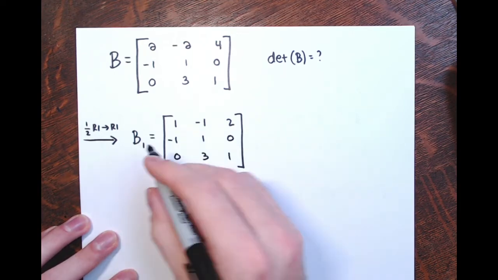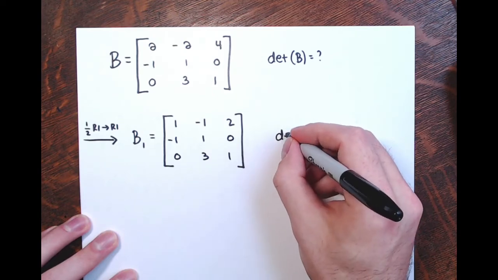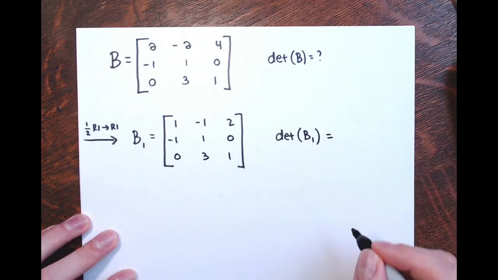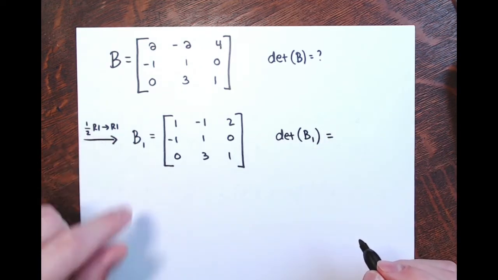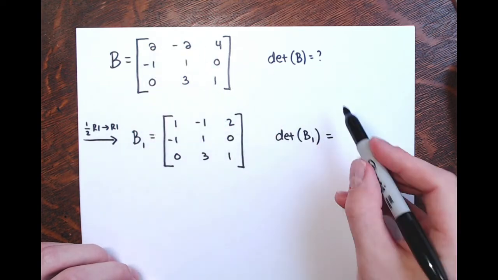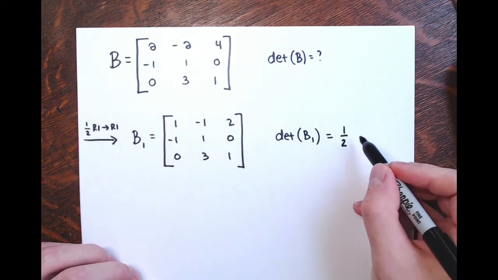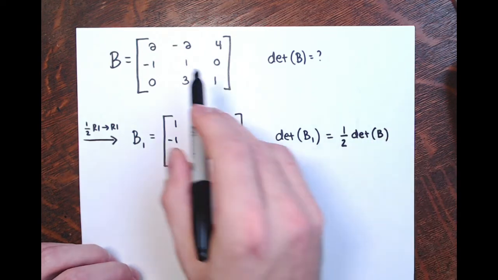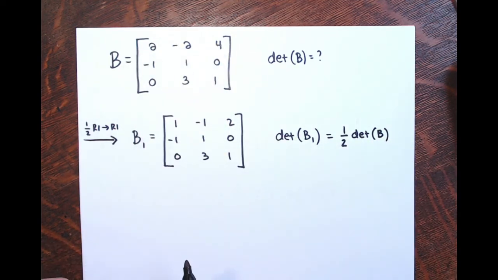Now the determinant of B1, the determinant of this matrix, because I multiplied the first row by a half, should be half of the determinant of the original. I multiplied a row by a half, so I multiplied the determinant by a half. Okay.